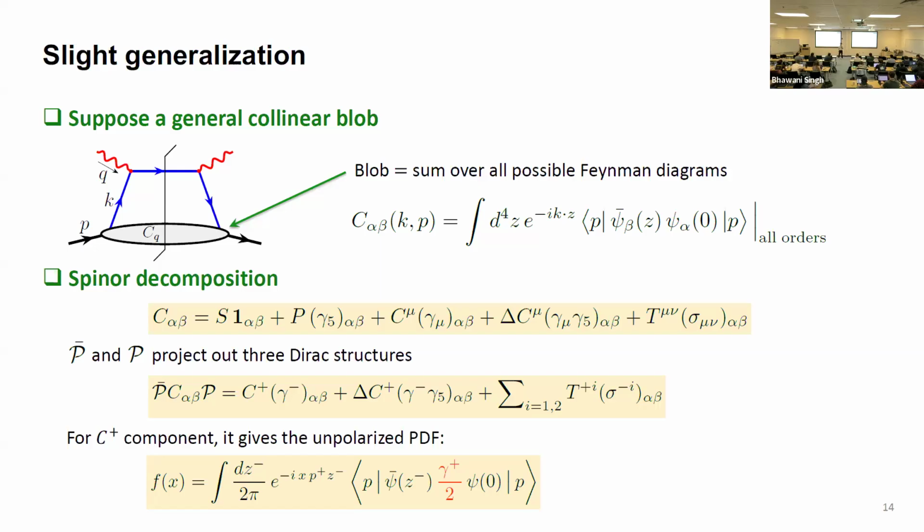Any more questions? Is this process, all the steps that you showed, more or less analogous in the case of TMD factorization?